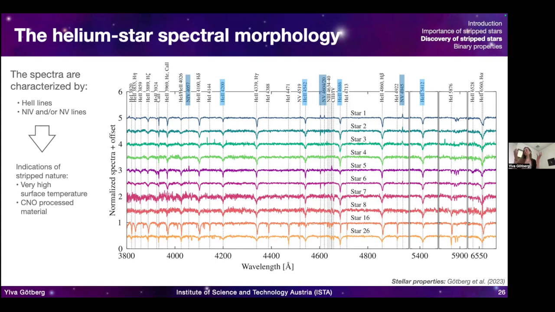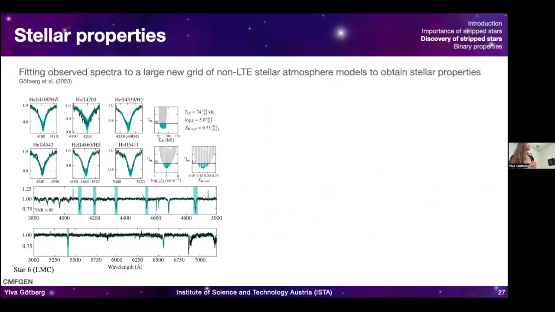So to figure out whether the stellar properties of these stars actually match our binary evolution models and our expectations for how stripped stars should look, we decided to fit the spectra. This is star 6. Star 6 is a very nice star. I created a larger model grid that spans effective temperature, surface gravity, and surface helium abundance. Surface helium to hydrogen abundance is an interplay.